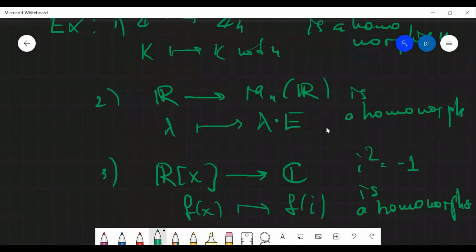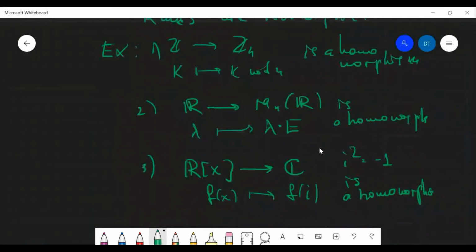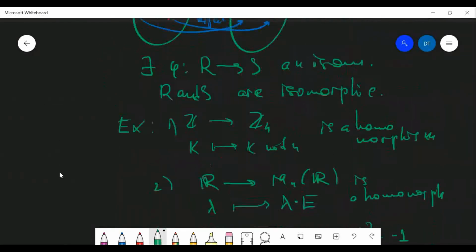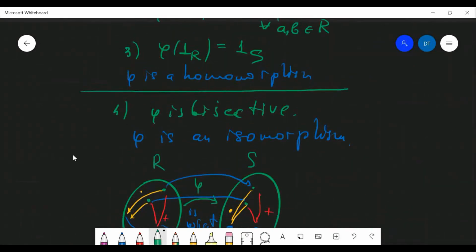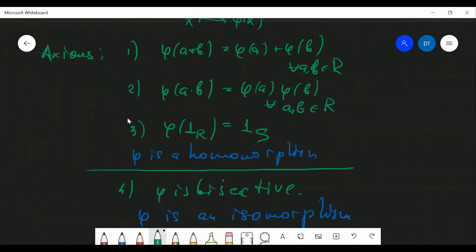Sorry, can I ask a question? Yep. So if we have a map, have we proven that we have a homomorphism? No, you need to check that this map satisfies all the axioms here. So you need to check all the axioms.